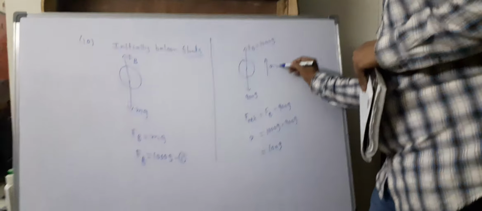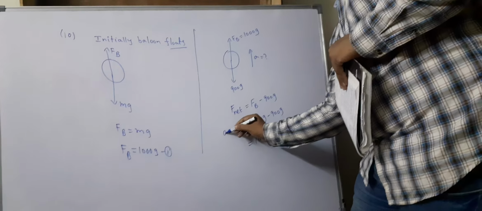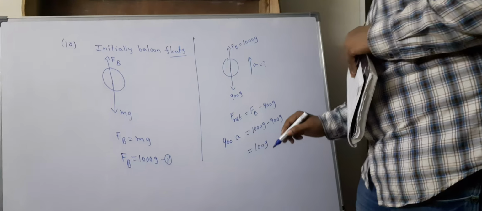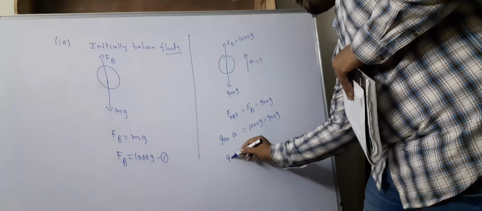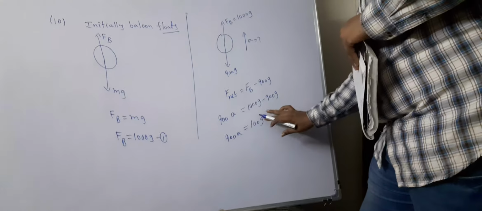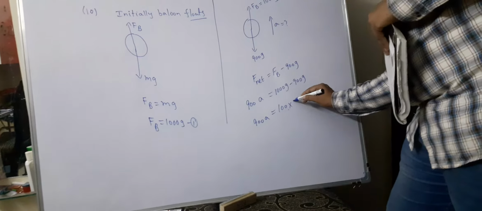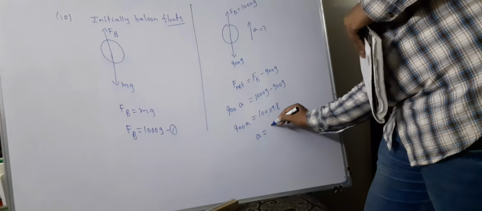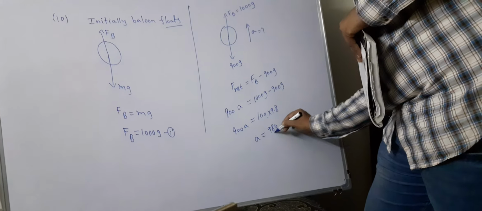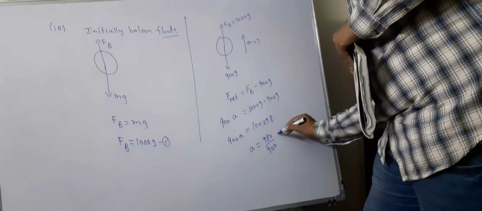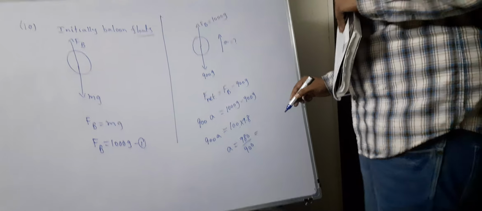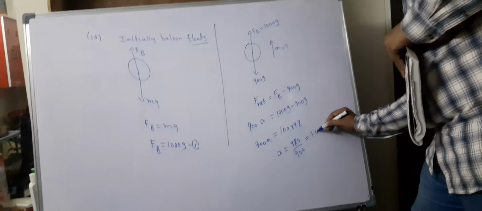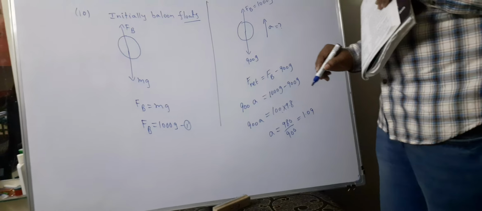Here, Newton's second law, F equals ma. Here, A can be determined. 100 kg removed, the remaining is 900. Left side, 900 A. Right side, write the G value as 9.8. Neatly write A equals 980 by 900. Finally we get 1.09.